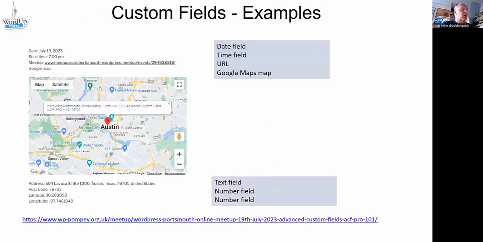So, what is an example of a custom field? Well, each of those things there are custom fields which are displayed on the Meetup post for today's Meetup on WP Pompey. The first one is a date field, the second one is a time field, and then there's a URL, and then there's a Google Maps map. The reason it's centered on Austin, Texas, is that's where WP Engine are based, and WP Engine are now the owners of the Advanced Custom Fields plugin on WordPress.org, and the owners of ACF PRO.